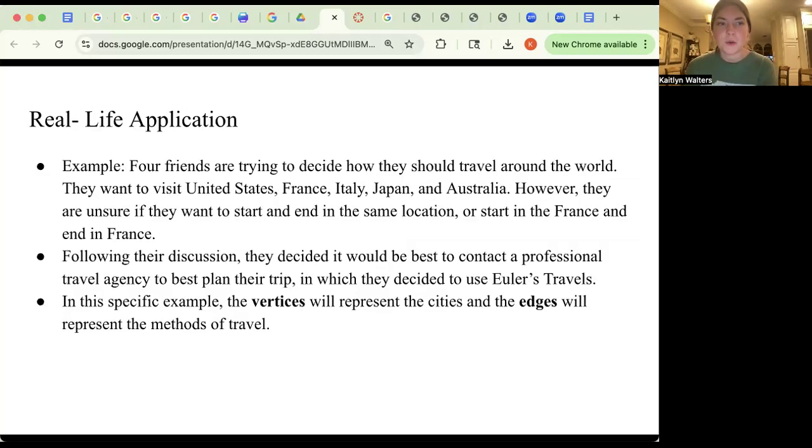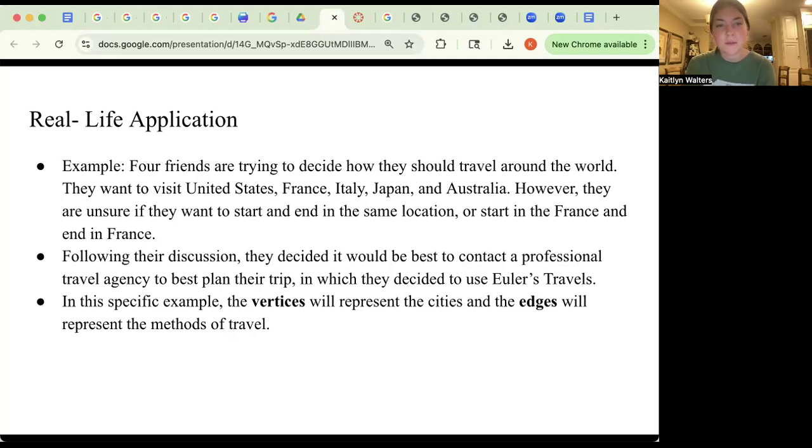Our real-life application question dealt with the most efficient way to travel. Our example deals with four friends who are trying to decide how they should travel around the world. They want to visit the United States, France, Italy, Japan, and Australia. However, they are unsure if they want to start and end in the same location or start in France and end in France. Following the discussion, they decided it would be best to contact a professional travel agency to best plan their trip, in which they decided to use Euler's travels.